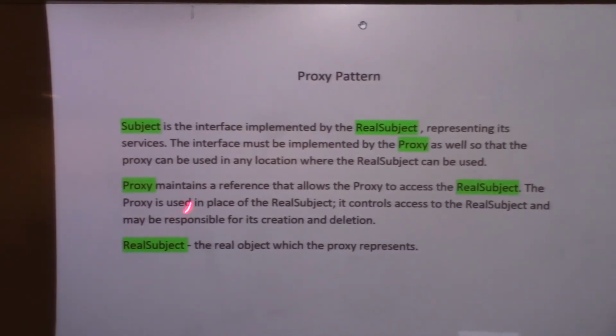The proxy maintains a reference that allows the proxy to access the real subject. The proxy is used in place of the real subject. It controls access to the real subject and may be responsible for creation and deletion. And the real subject is the object which the proxy represents.